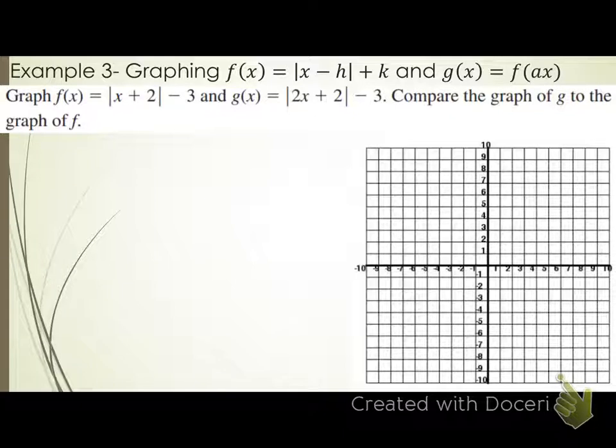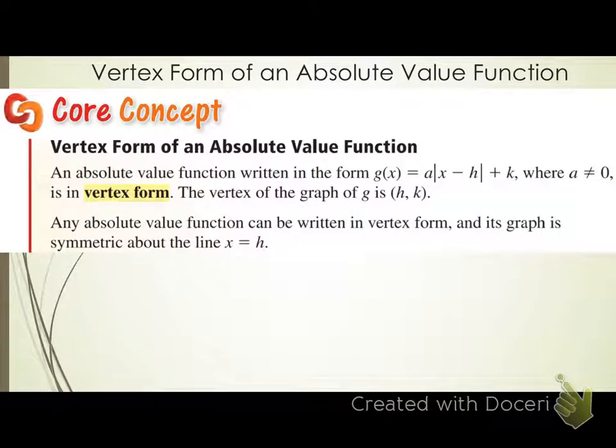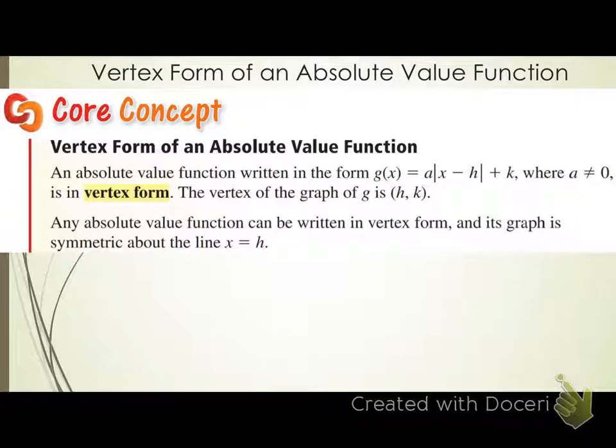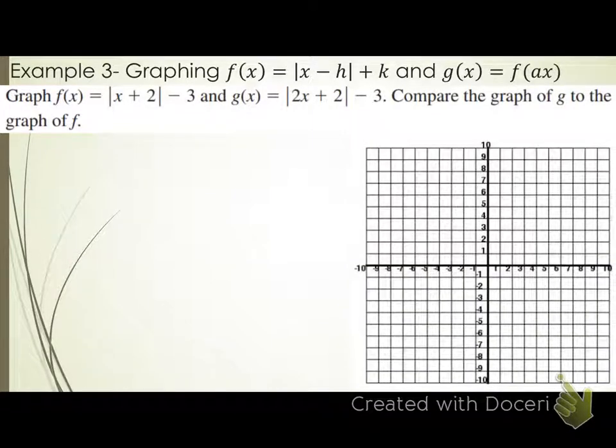So let's just look at f of x first and graph it. Is that in vertex form? Does it have the a? Go back to the slide. Absolute value of x plus 2 minus 3. Could be a 1. It doesn't say, so my a value is just 1. So I do have an a value there, correct? So is that in vertex form? Yes, it is. So what's my vertex going to be?